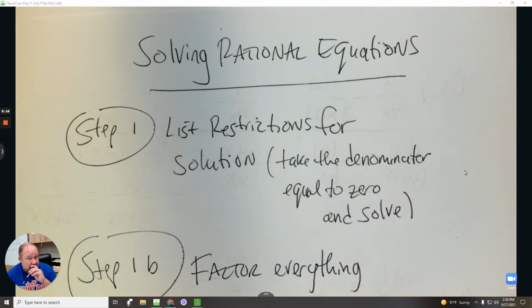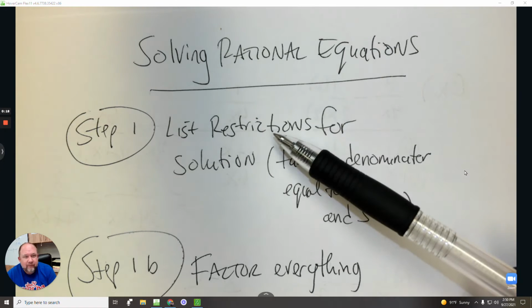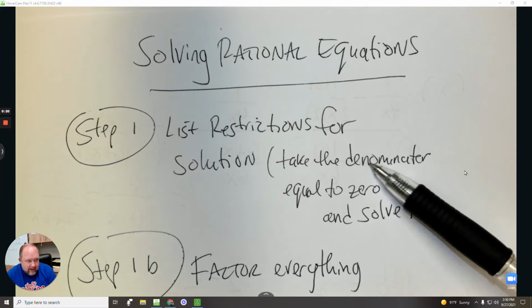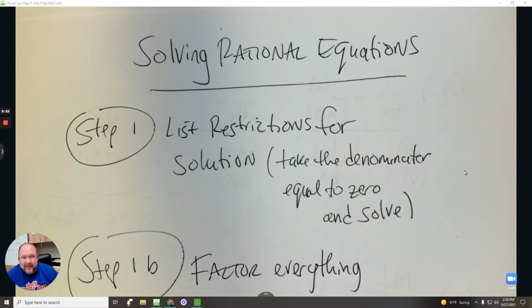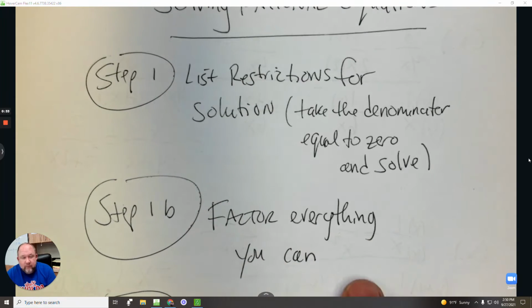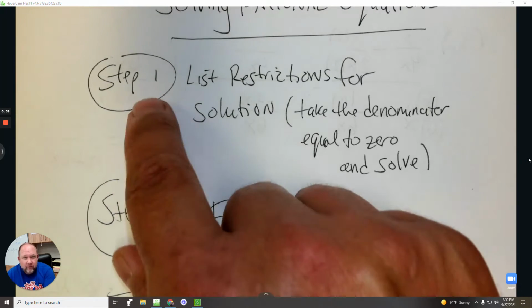The answer is that it cannot be. How you find the restrictions is the denominator, and you make it equal to 0. We know the denominator can't be 0. So if there's a value for x that makes the bottom 0, it can't be that answer. We write it down. Sometimes to do that, we're going to have to do this eventually. So this goes with step 1.